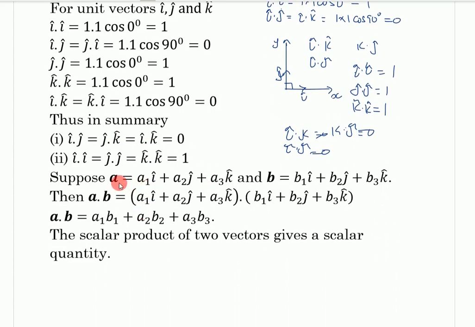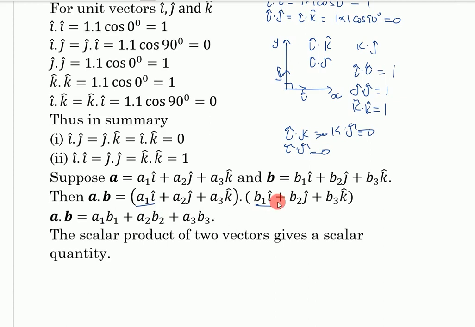We have this statement here that suppose you have this vector a1, a2, a3, and b is equal to that. Then a dot b is equal to this. You just get the i's, multiply them, plus the j's, plus the k's. Because if you work out properly, you are supposed to open the brackets here. This one, you have this, multiply by that, and you get a1 b1.